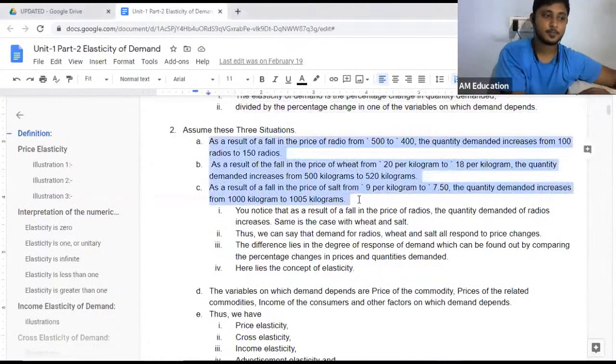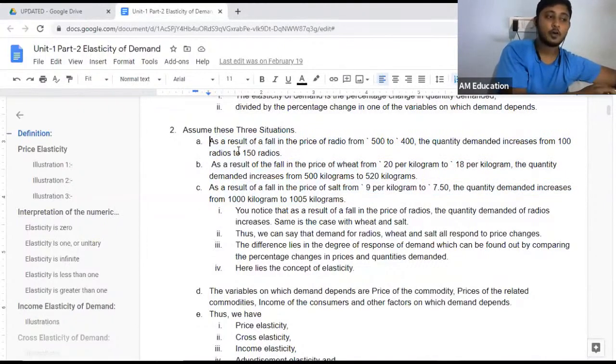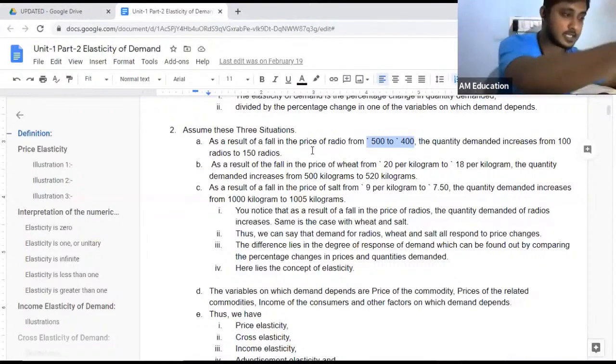Can you do this for me? Oh, we've already done so many of these too. So let's just check this out. As a result of a fall in price of radio from 500 to 400, assume this is rupees 500 to 400, the quantity demanded increases from 100 radios to 150 radios. Can you tell me the elasticity? It's okay. Don't find the elasticity now. Don't worry. Let's see this thing now.